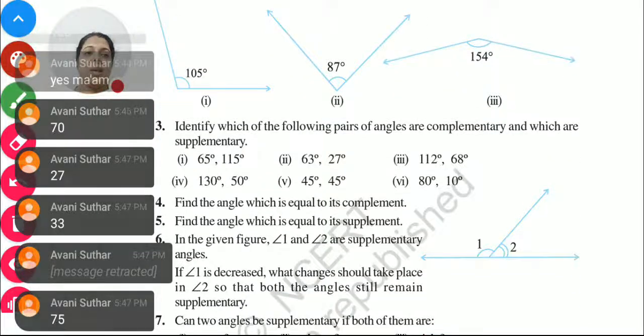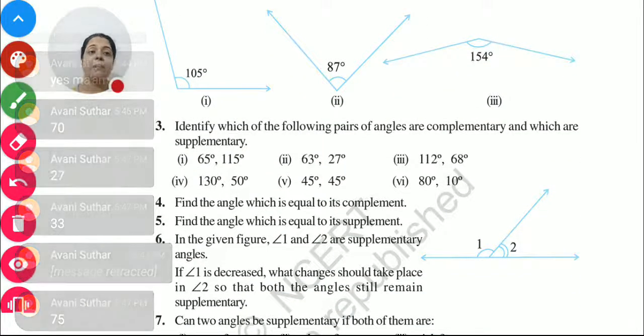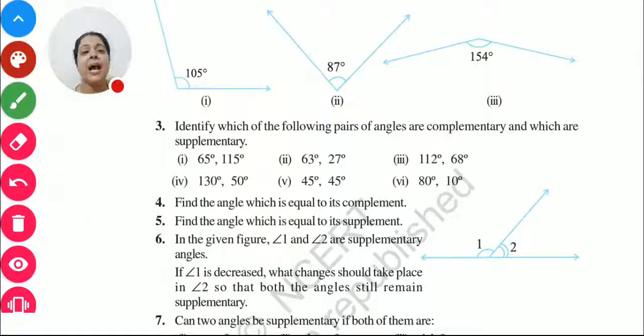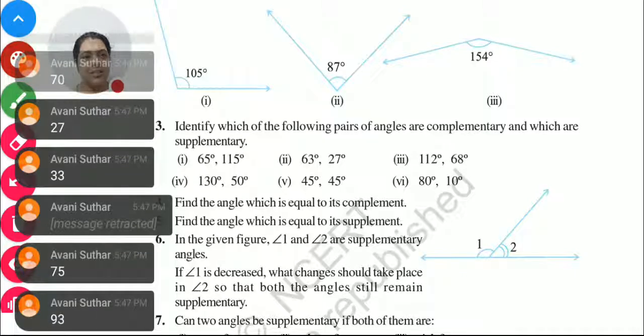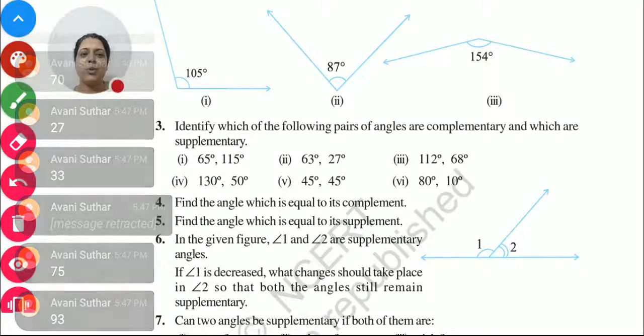Question number 3. Identify which of the following pairs of angles are complementary and which are supplementary. So it doesn't matter. Add them up. If it is 90, it is complementary, and if it is 180, it is supplementary. That's it. So easy for you. Very good. I think in question number 3 there is no issue.